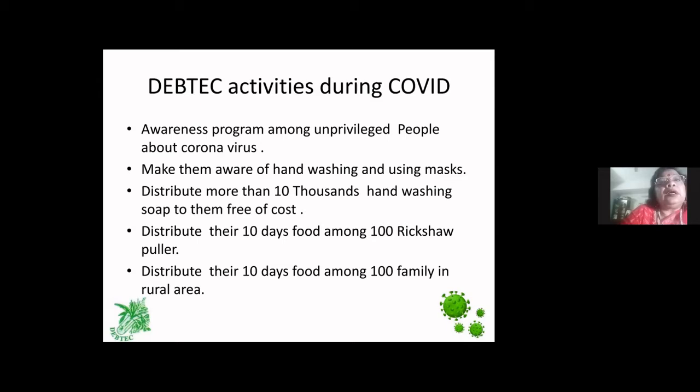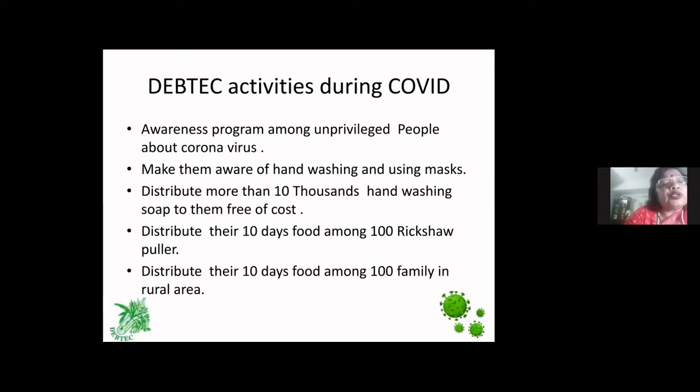We started to alert people about what should be done, by the government also: hand washing and using masks. We distributed 10,000 hand washing soaps, and also distributed 10 days of food.